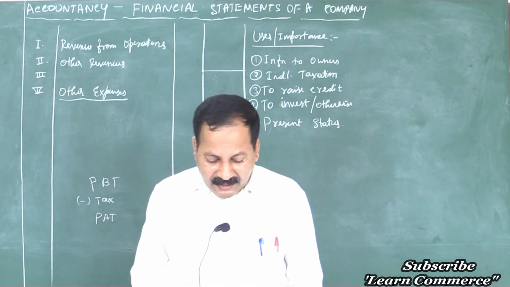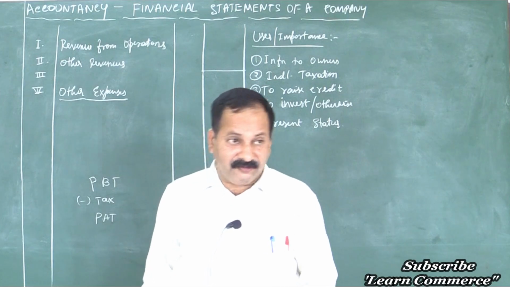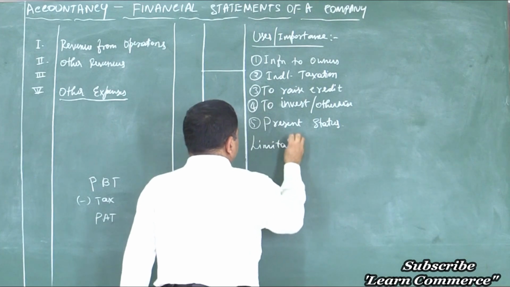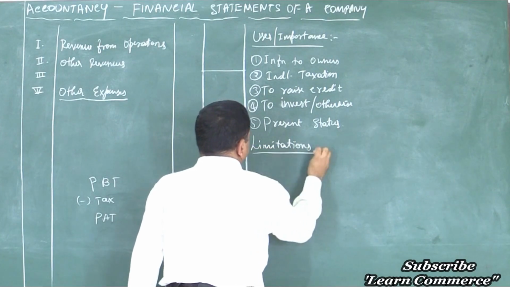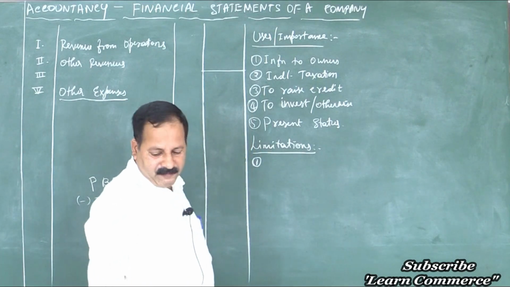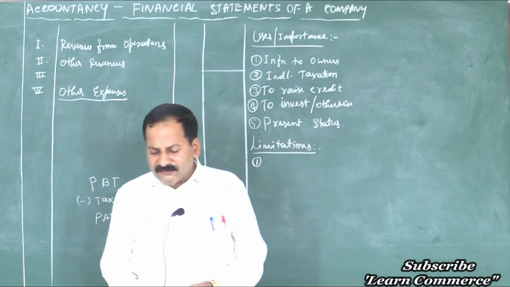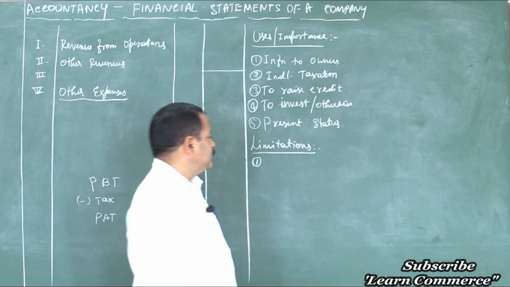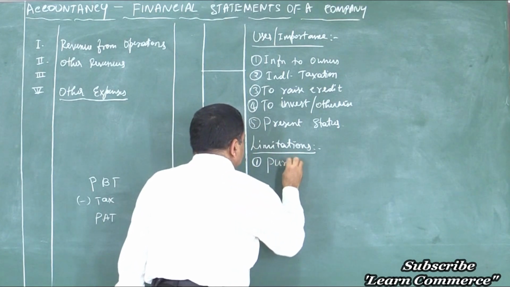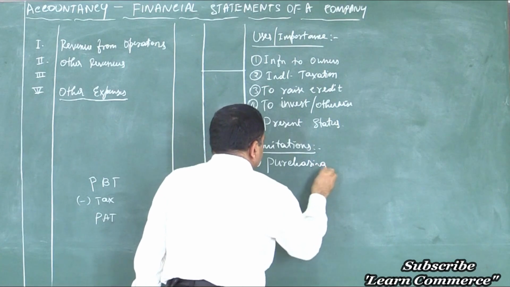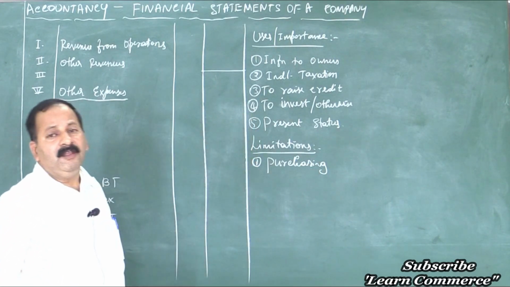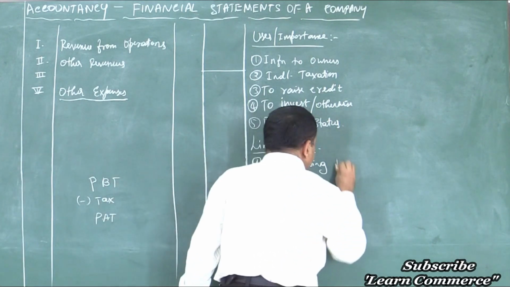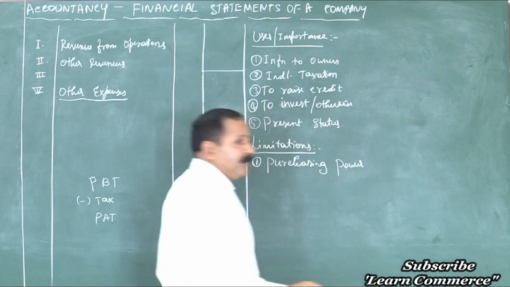Now, moving on to the dark side, that is, the limitations of financial statements, or the demerits of financial statements. First one: financial statements will not consider changes in the purchasing power of money. That is, the time value of money will not be taken into consideration by the financial statements, because the purchasing power of money changes from time to time.